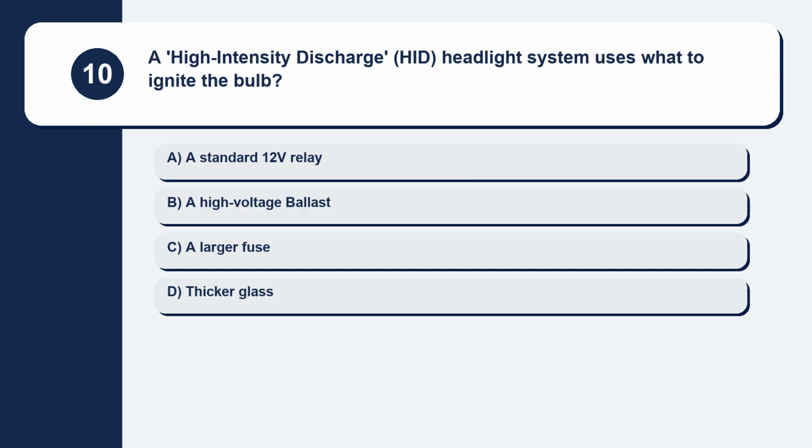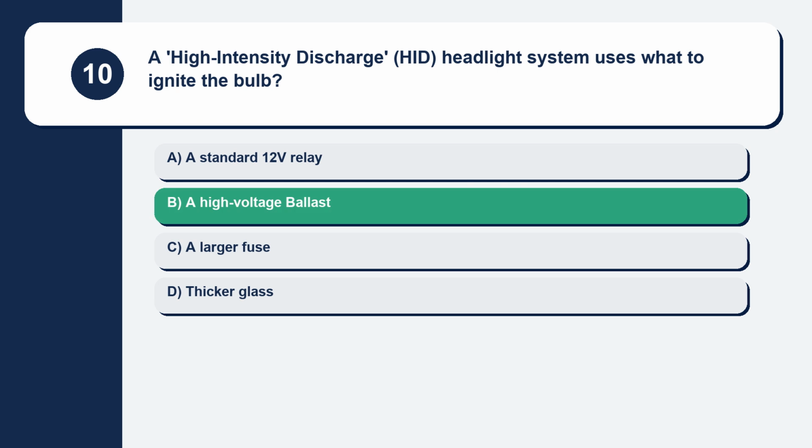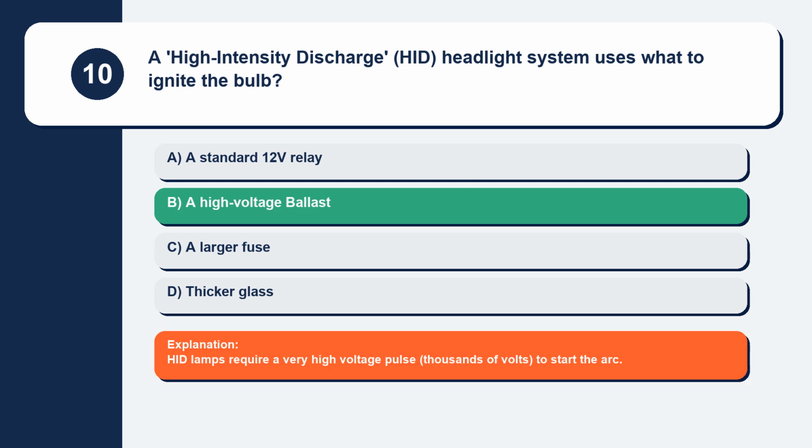Question 10. A high-intensity discharge, HID, headlight system uses what to ignite the bulb? A standard 12V relay. A high-voltage ballast. A larger fuse. Thicker glass. HID lamps require a very high voltage pulse, thousands of volts, to start the arc.